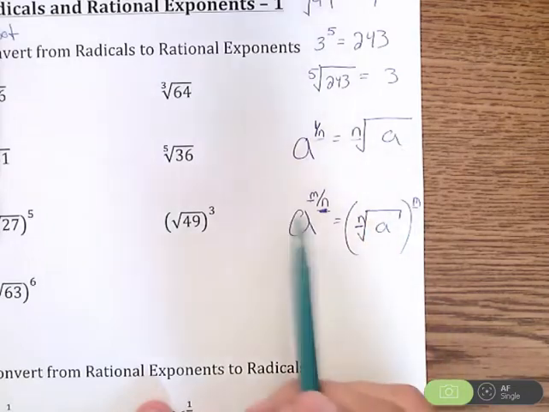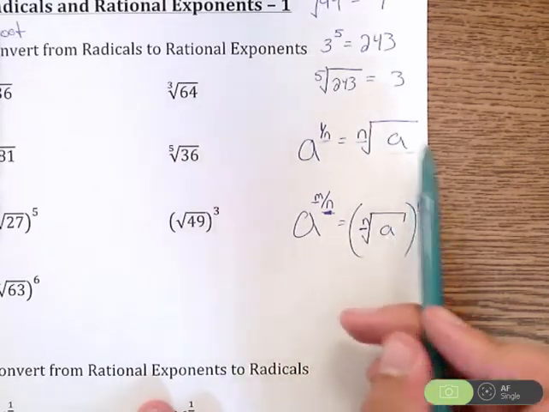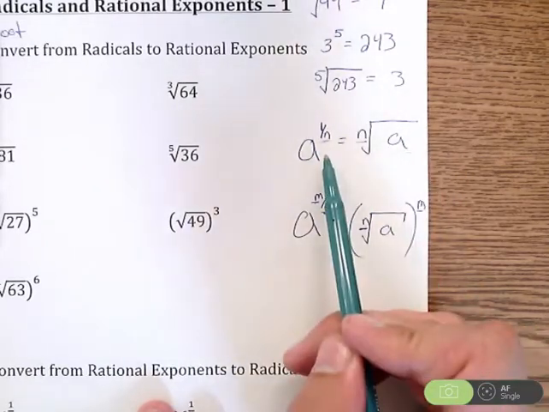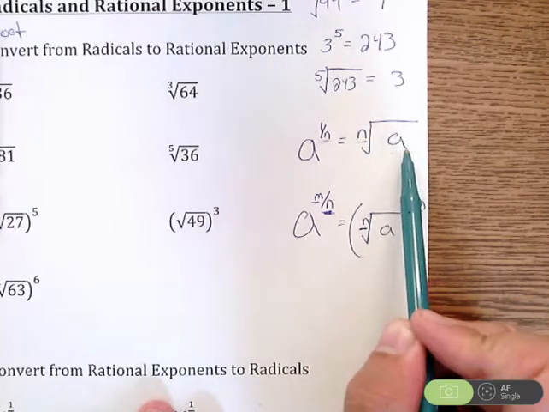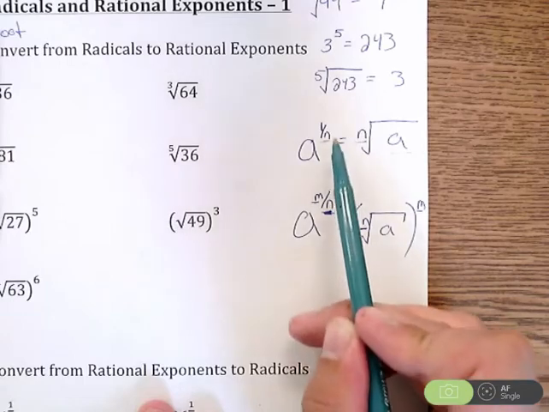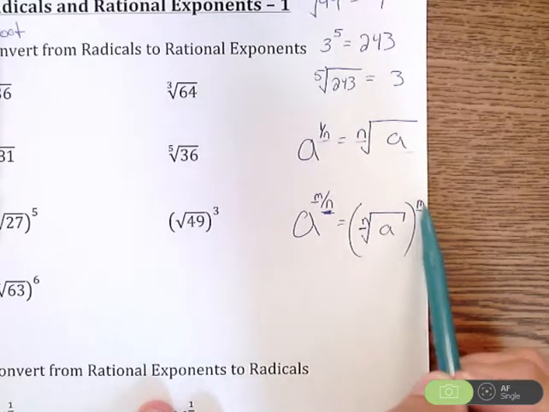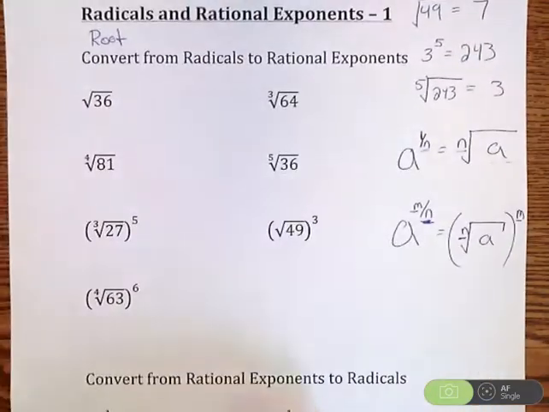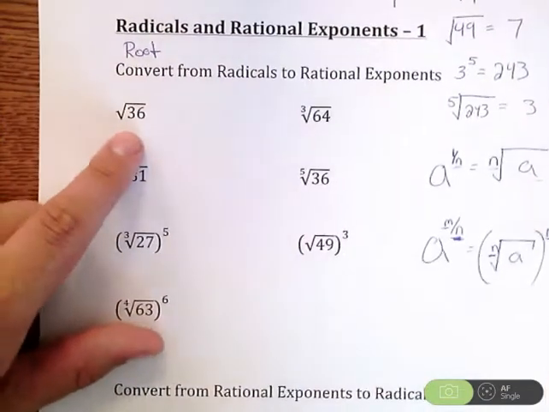And we're going to go back and forth with these today. So we're going to start with radical or root form, and we're going to switch to rational exponents. So pay very close attention. A is going to become my base. The root is the denominator of my exponent. And if we have an exponent on the outside, m, that's going to go on top. So this first one, 36.